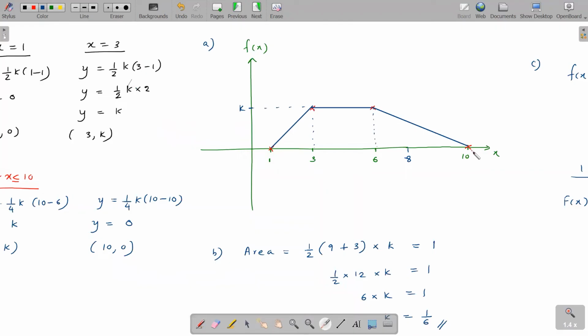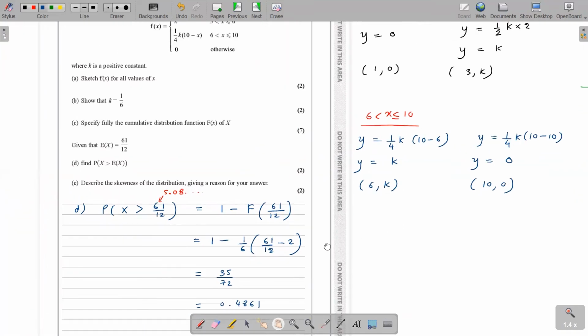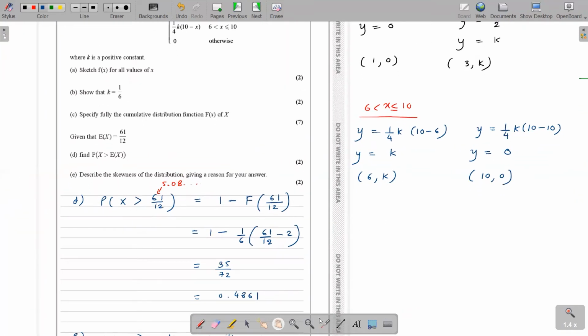So now you need to check whether your mean is greater than median or less than median. How do we get that? We actually found the probability that X is greater than the mean. Now we know our mean value is 61 over 12. So the area greater than the mean value in our graph is 0.4861, which is like 48.61%. Now, median covers exactly 50%.